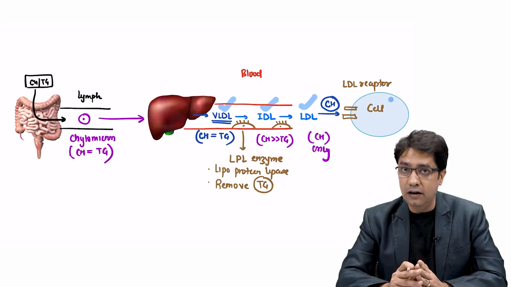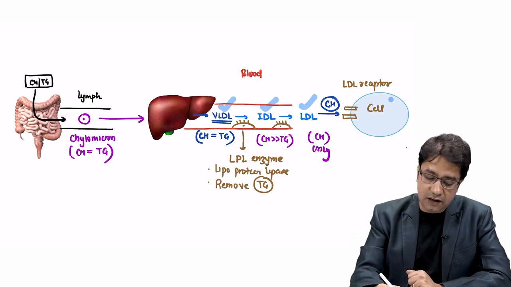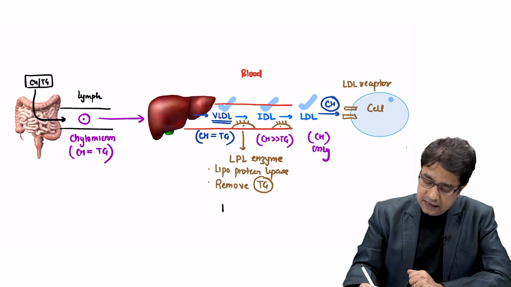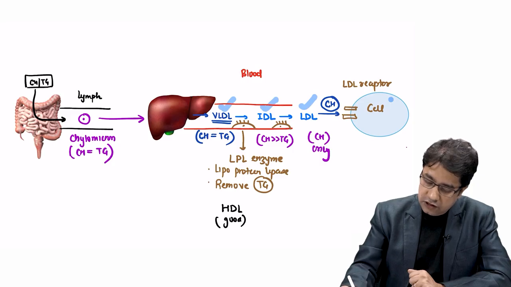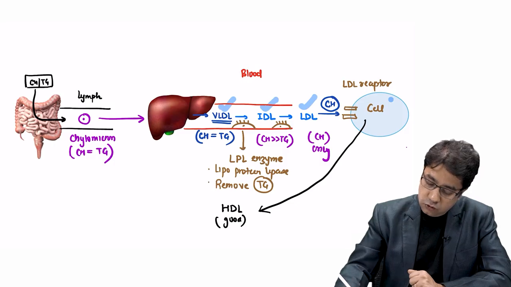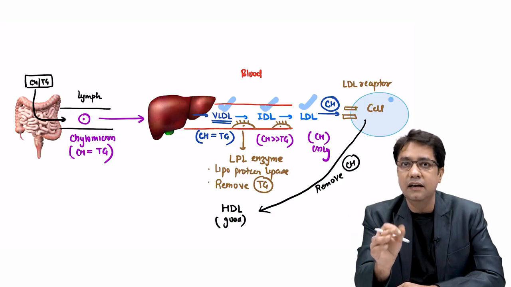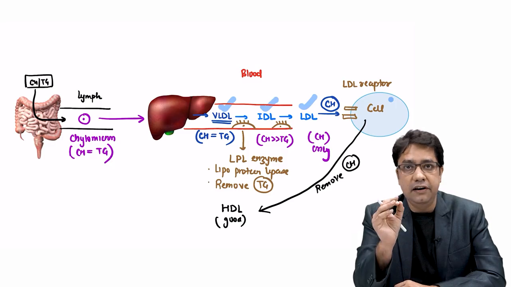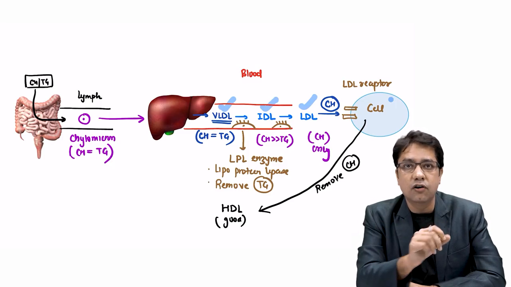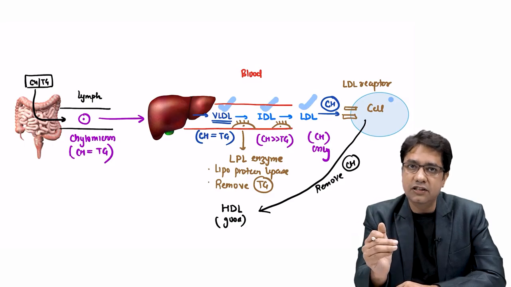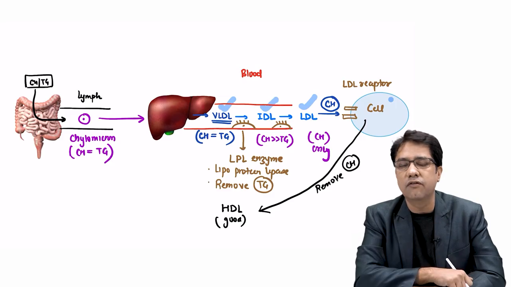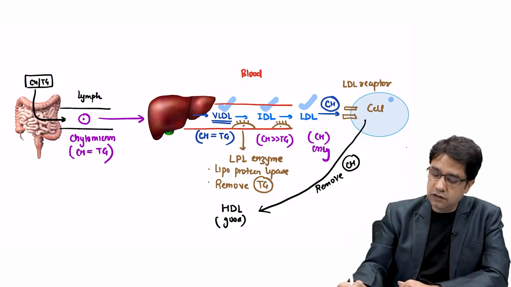Do we have any good lipid? Yes, we have a good lipid. That good lipid is HDL. HDL is good because the function of HDL is to remove cholesterol from the body cells. So if the levels of HDL are more, can we say there is less risk of deposition of cholesterol in blood vessels or any other organ? So increased HDL is good, it reduces the risk of atherosclerosis because it removes cholesterol.